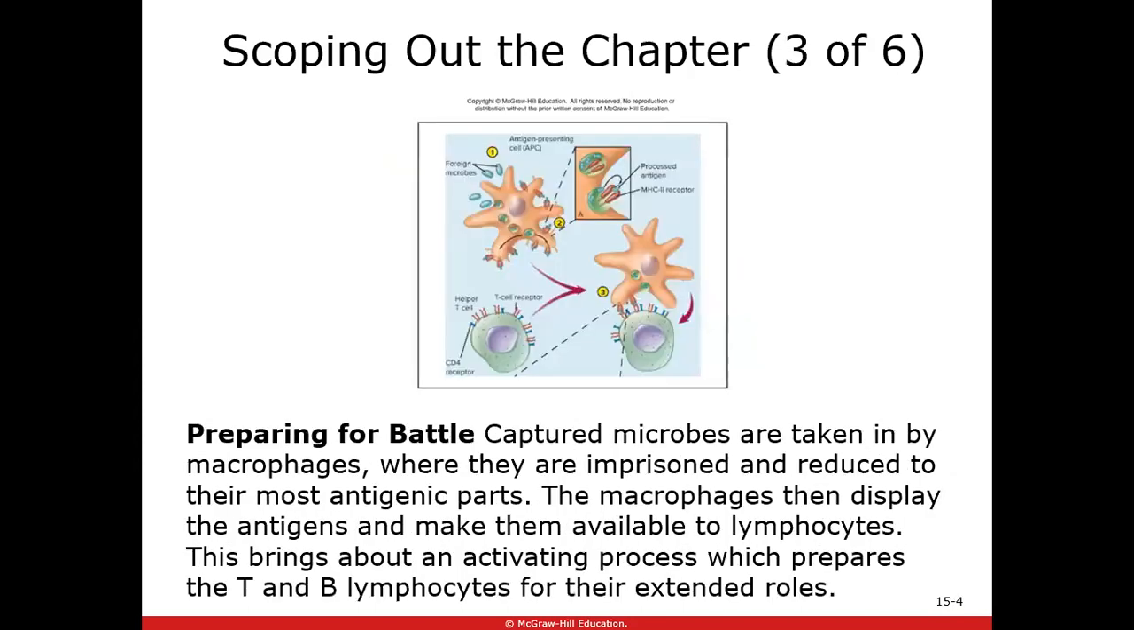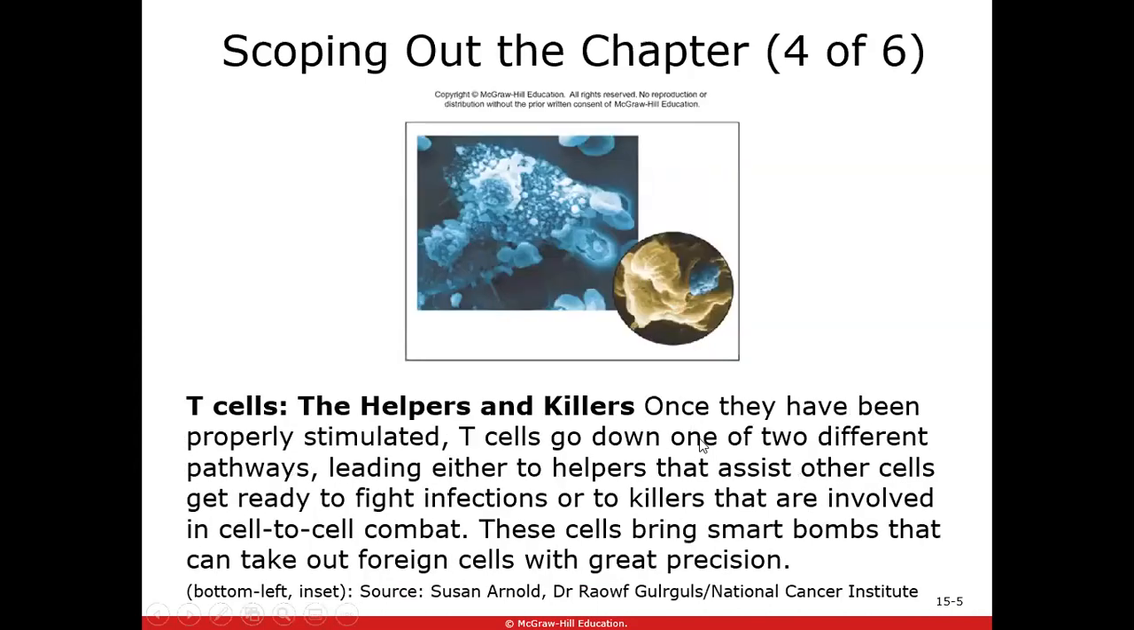In getting prepared for battle, the captured microbes are taken in by macrophages, where they are imprisoned and reduced to their most antigenic parts, broken up in the antigen. The macrophages then display the antigens and make them available to the lymphocytes. This brings about an activating process which prepares the T and B lymphocytes for their extended roles. We'll go more in depth with that.